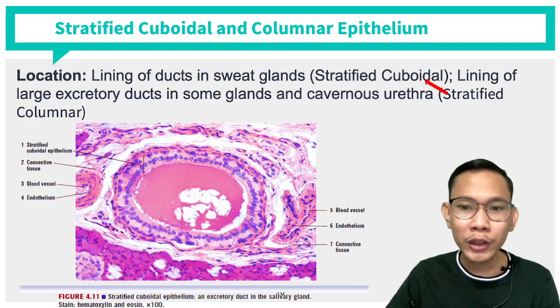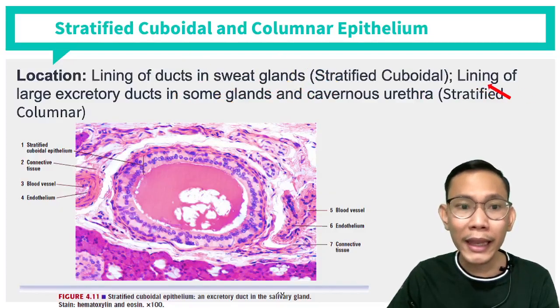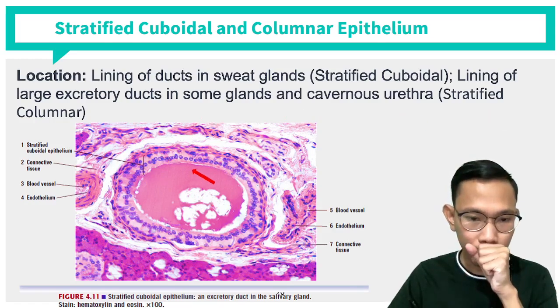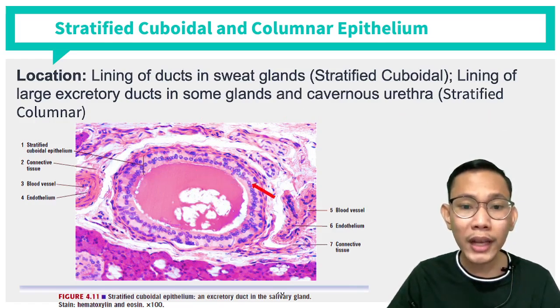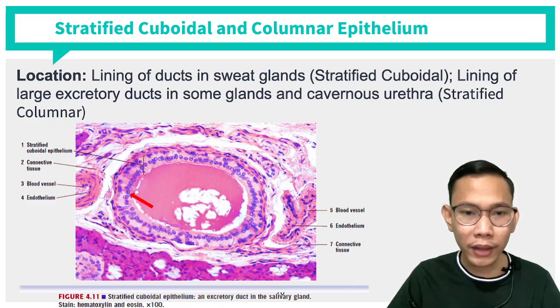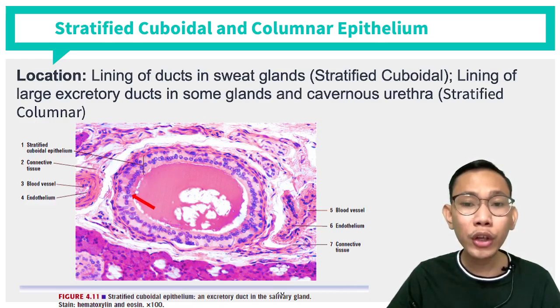Again, stratified cuboidal: lining of your sweat glands, lining of your larger excretory ducts, and some glands. In your cavernous urethra, your stratified columnar. So for example, this is now the excretory duct of your salivary gland. As you can see, how many layers? One, two. That's why we say stratified, and then these cells are cube-like. So therefore, this is a stratified cuboidal epithelium. Example of that is your salivary gland.